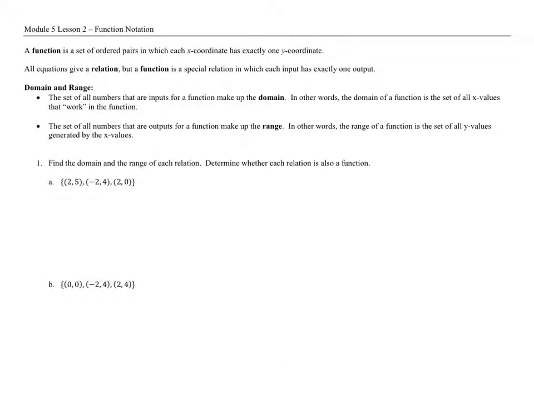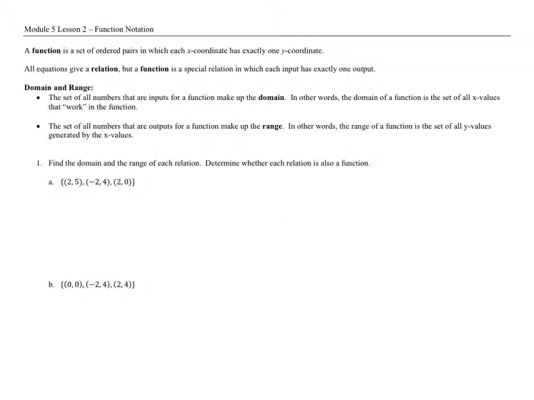Module 5, Lesson 2 is about function notation, and it's actually an introduction to functions. A function is the set of ordered pairs in which each x-coordinate has exactly one y-coordinate. So every equation that we have is a relation, but not necessarily a function, and then we'll talk about that in a minute. There are two other terms we're going to talk about with functions: domain and range. Domain is the set of all x values, and the range is the set of all y values.